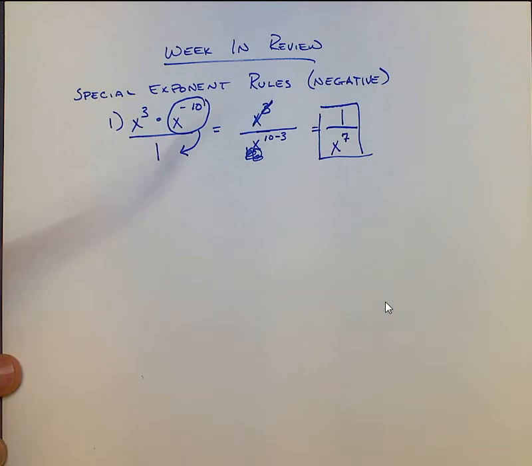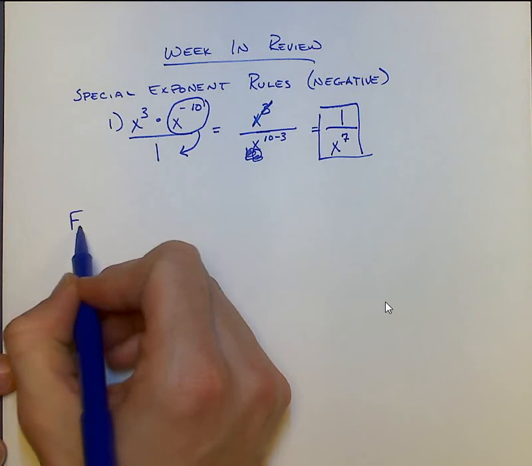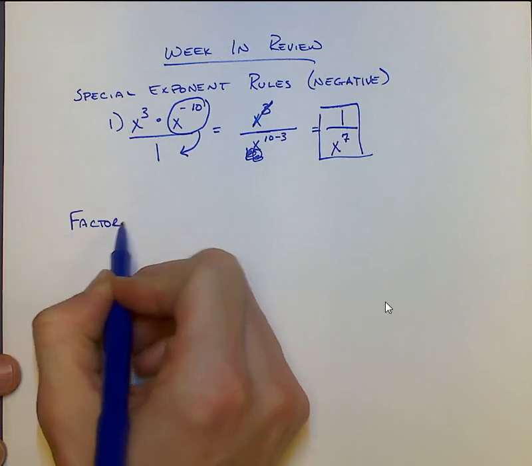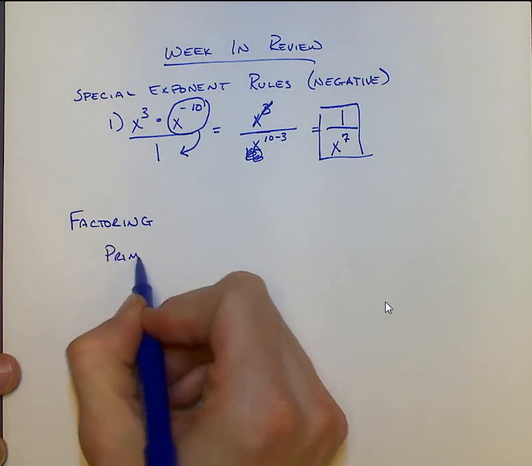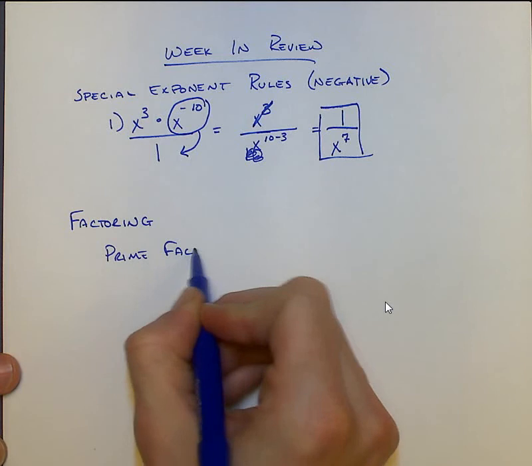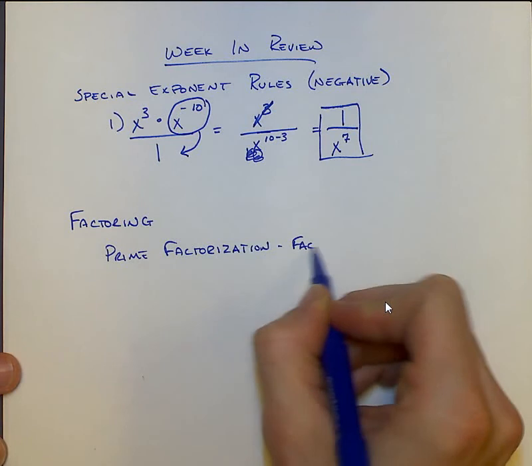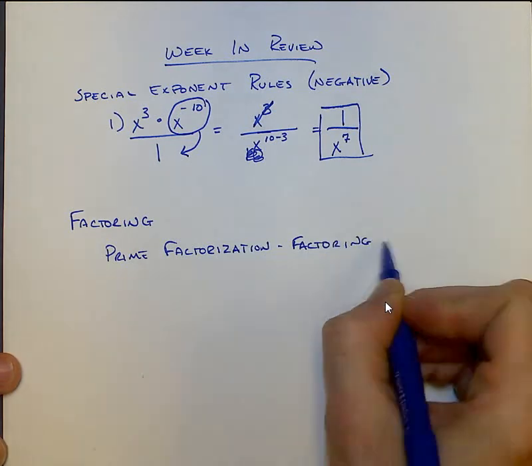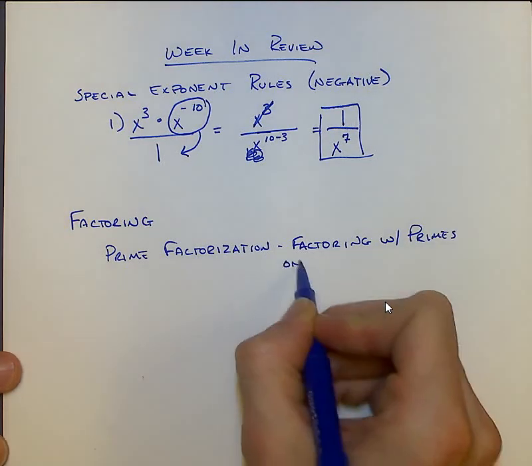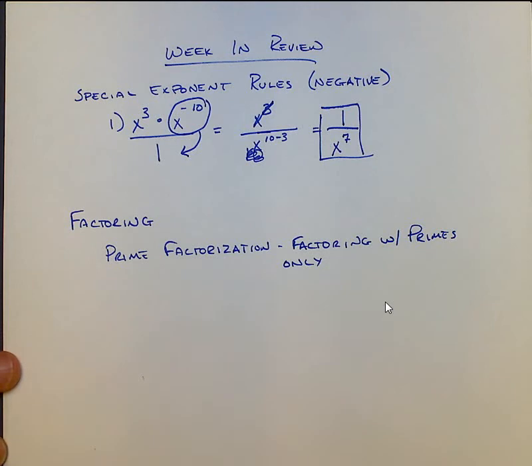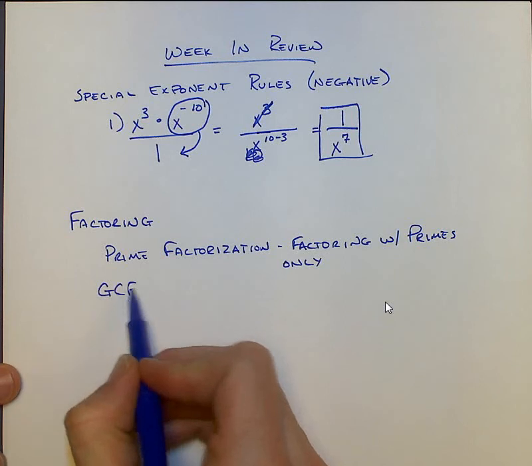That was what we did Friday. The rest of the week, we pretty much worked on factoring. And we talked about prime factorization, which is factoring with prime numbers only. That's numbers that can be multiplied by themselves from 1, and that's it. And then we talked about GCF, which is the greatest common factor.